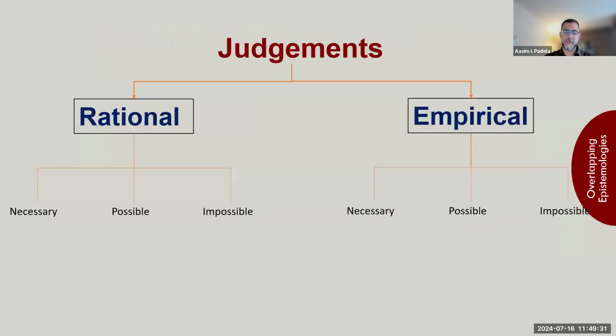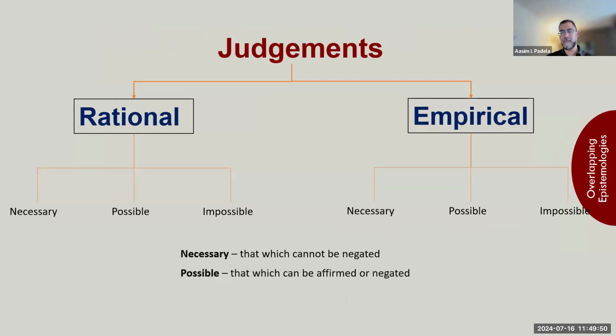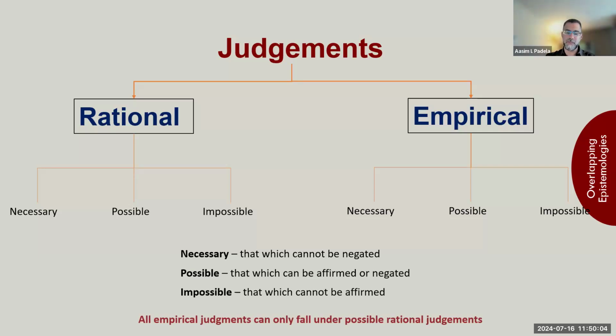The other piece for students then becomes, so now we move through sources of knowledge, we move through certain levels of certainty of claims and judgments. Then we talk about whether a judgment is necessary, possible, or impossible. And here, the important thing for us is just to know that necessary means that it must always be the case, it can't be negated, while possible means that something can be affirmed or negated, right? And that's the claim in both rational and empirical judgments. But the interesting aspect here, impossible means obviously can't be affirmed, is that empirical judgments can only fall under possible, rational judgments.